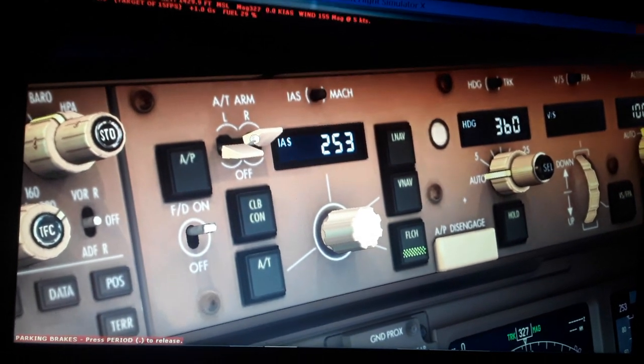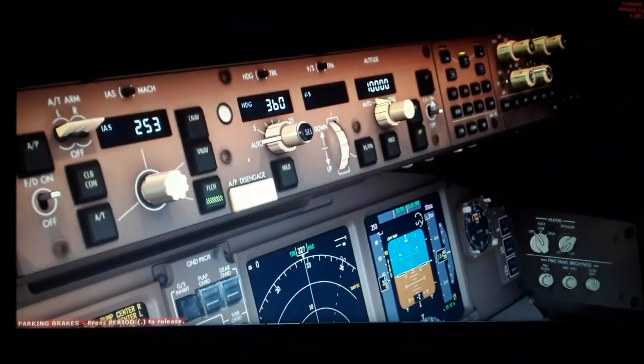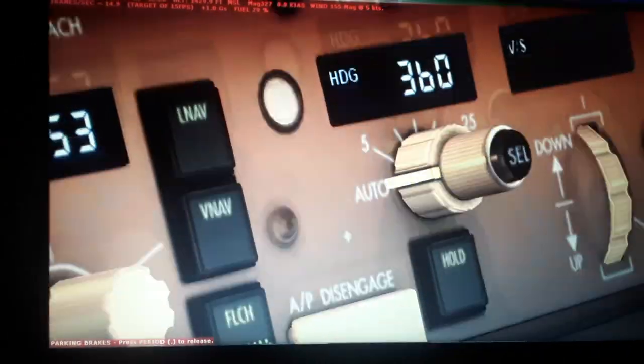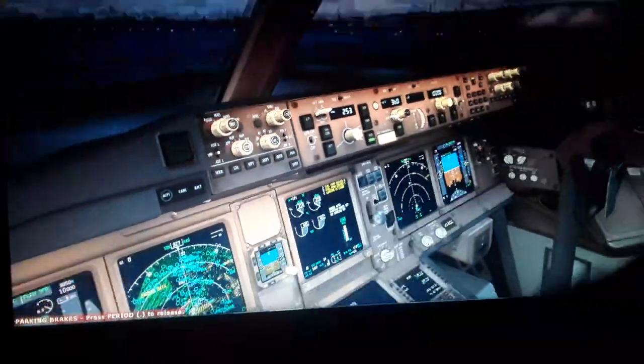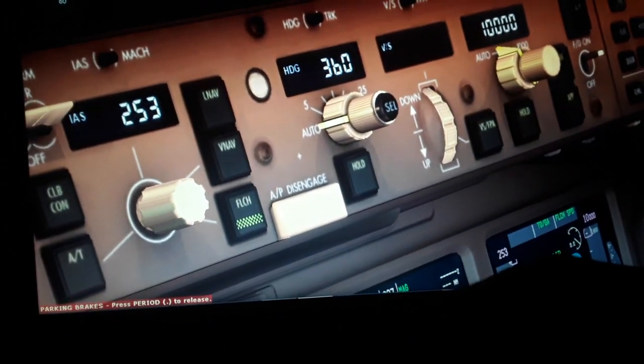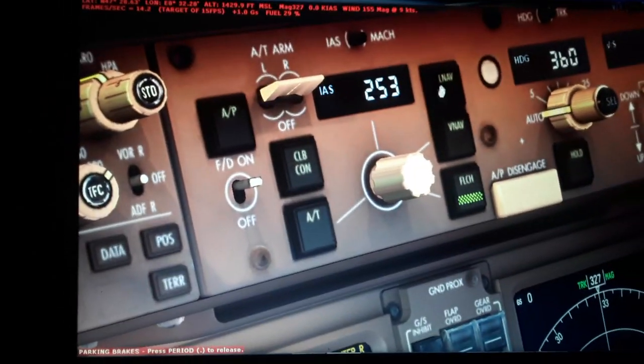Also we have the auto throttle left and right. We have the flight director left and right over here, the VOR localizer, some other switches you can see. So I'm gonna show you all these things. I'm gonna show you also, so this is gonna be LNAV, VNAV.